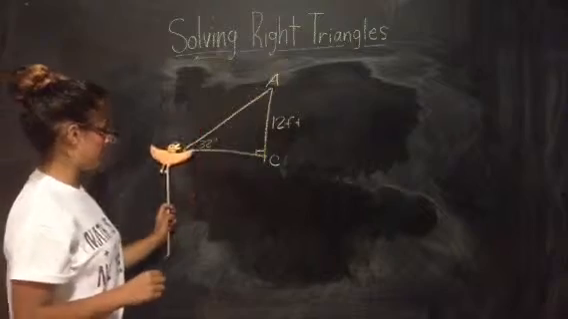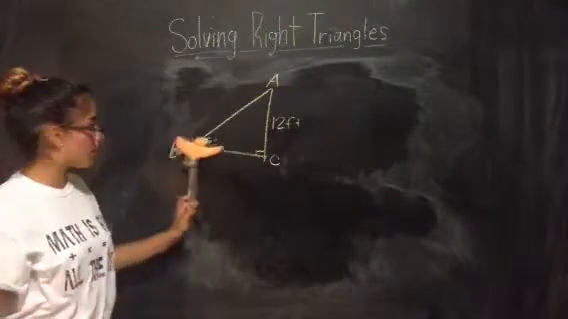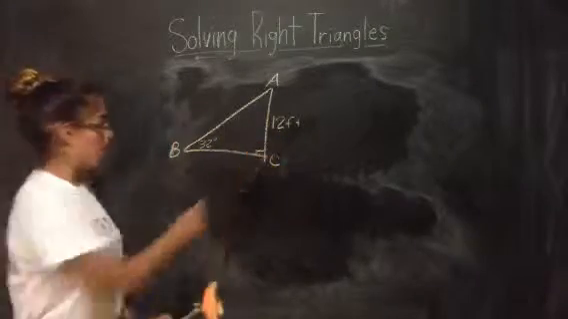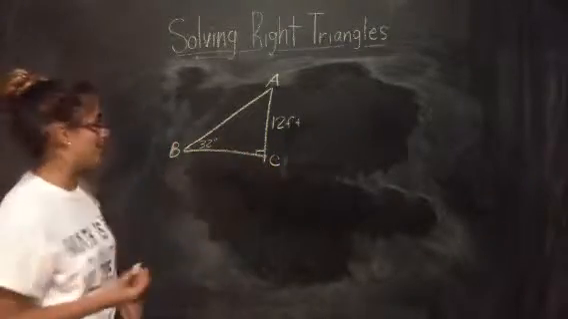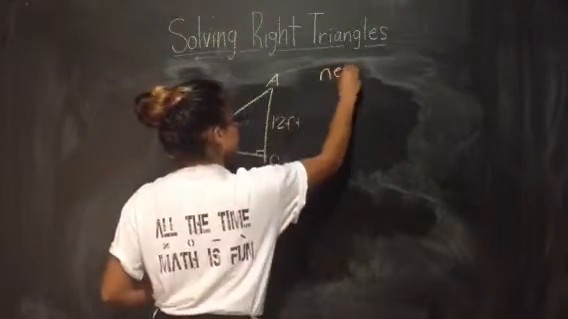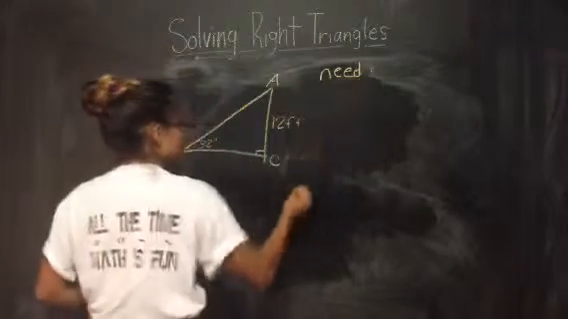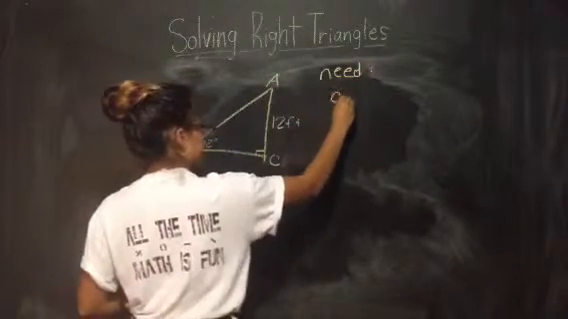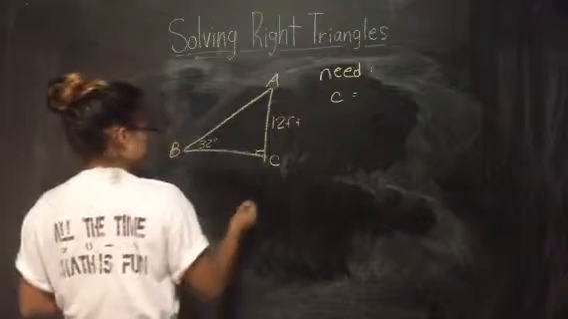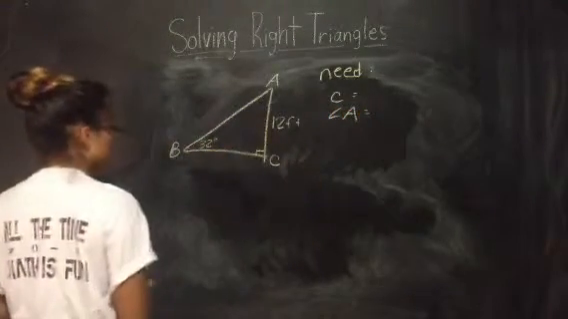we're trying to find that distance, and we're also trying to find the distance from the starting point of the bird to the bottom of the building. And those are the things that we're trying to find. So we can say that we're trying to find side C and angle A, and also side A.